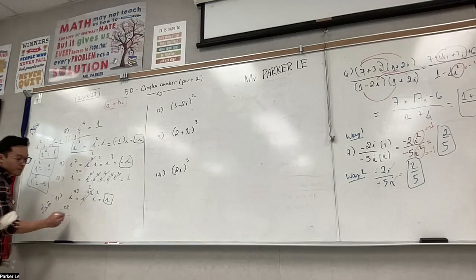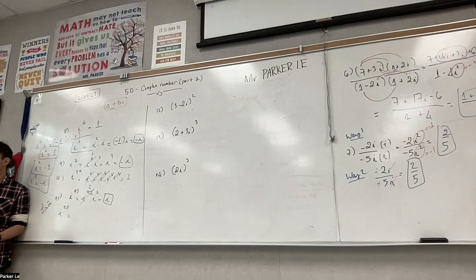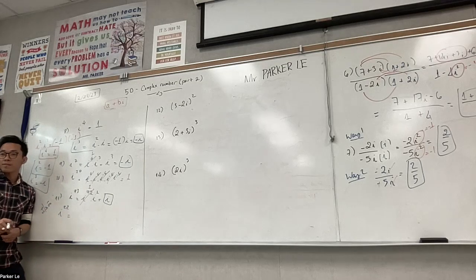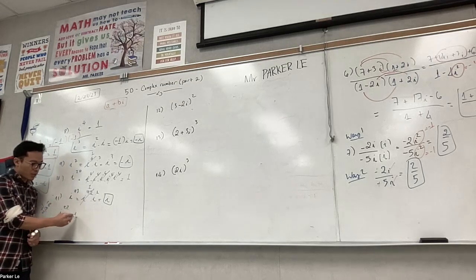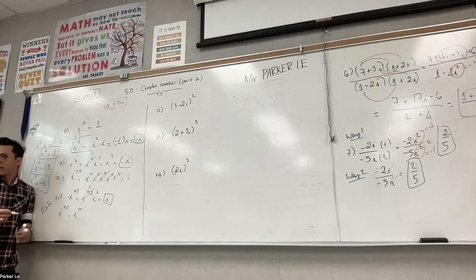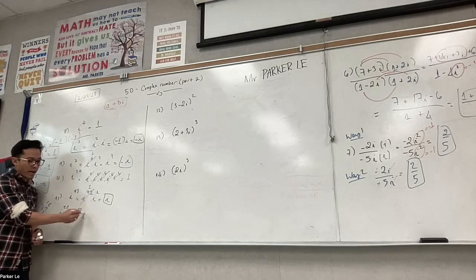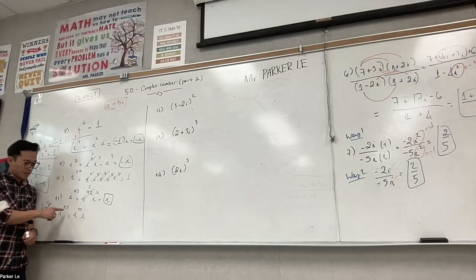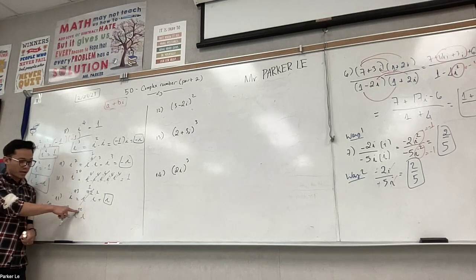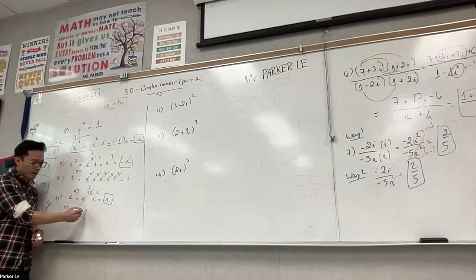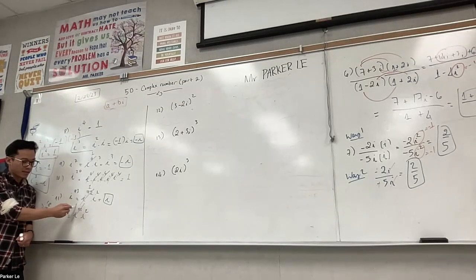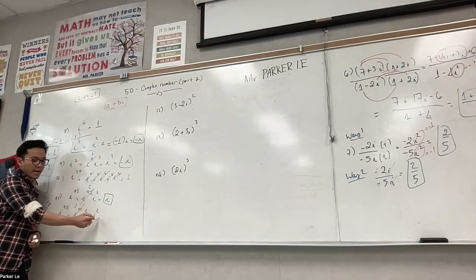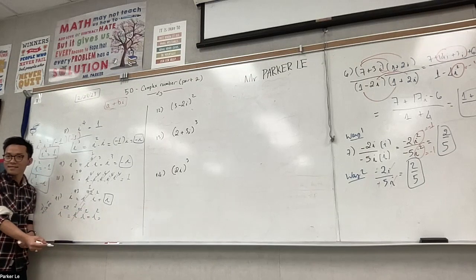What is i^22? You break it into something that can be divided by 4. So i^22 is i^20 times i^2, because 20 can be divided by 4, so i^20 is 1. What do I have left? 22 minus 20 is 2, right? So I have left i squared. What is i squared? Negative 1.